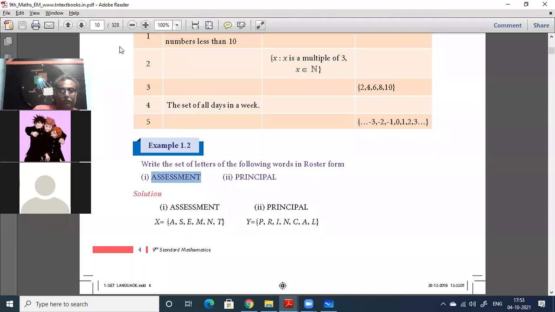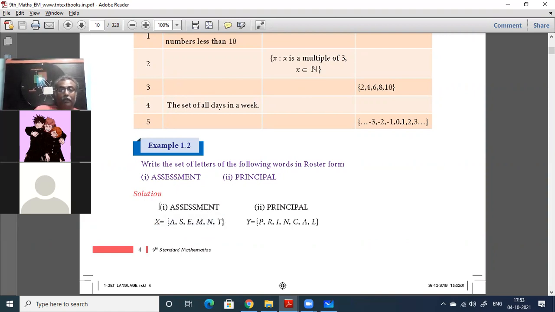Correct. So S is coming 4 times. He's put S only once. Same way E is coming 2 times. He has put E only once. Okay. Other ones are all coming only one time. So you are putting that. So A, C, M, and T. That is the important thing.